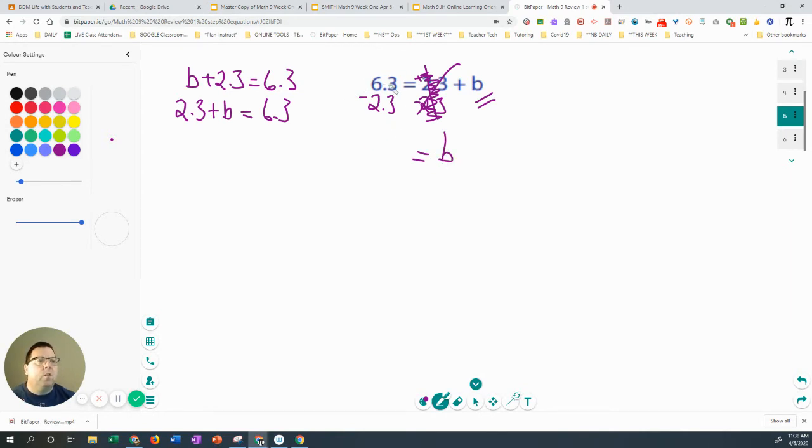Over here, you get a simple subtraction. 3 minus 3 is 0. 6 minus 2 is 4. So you got 4.0 is equal to b. All right? Now, again, you can check that.